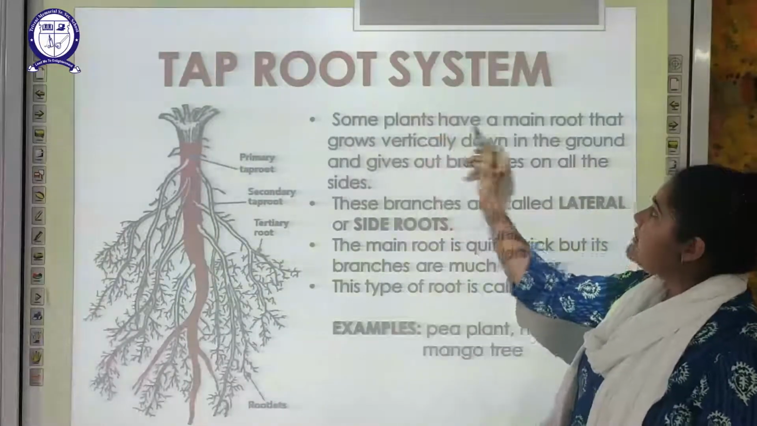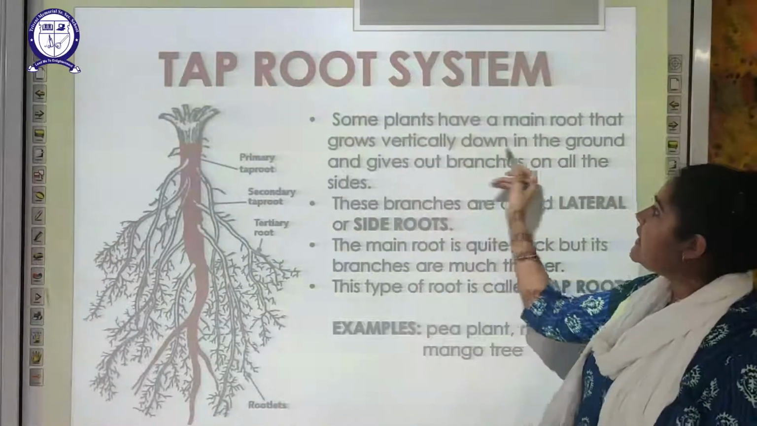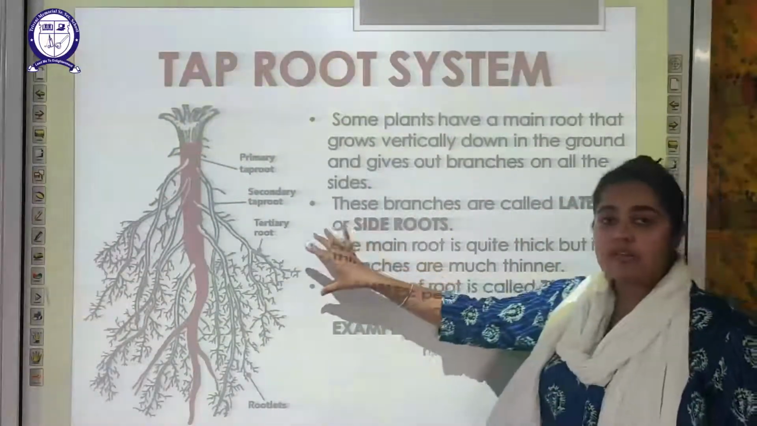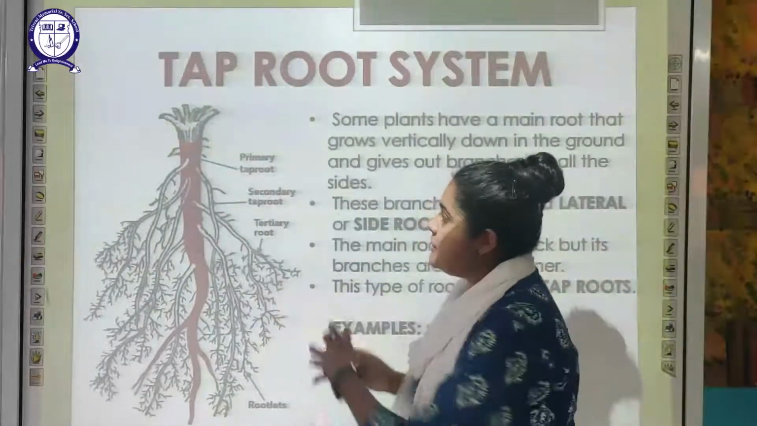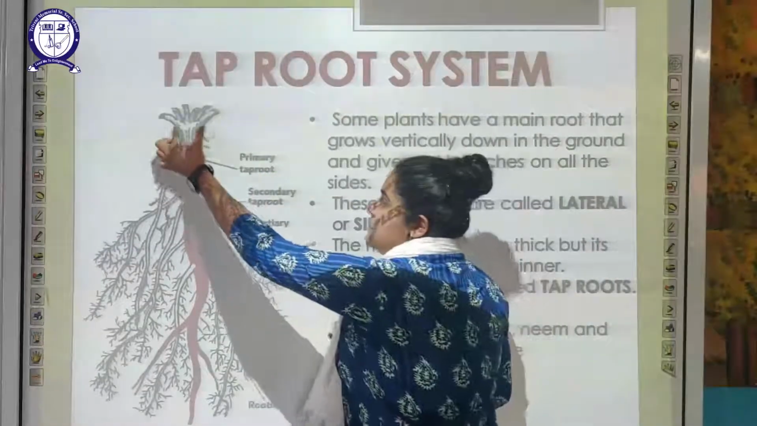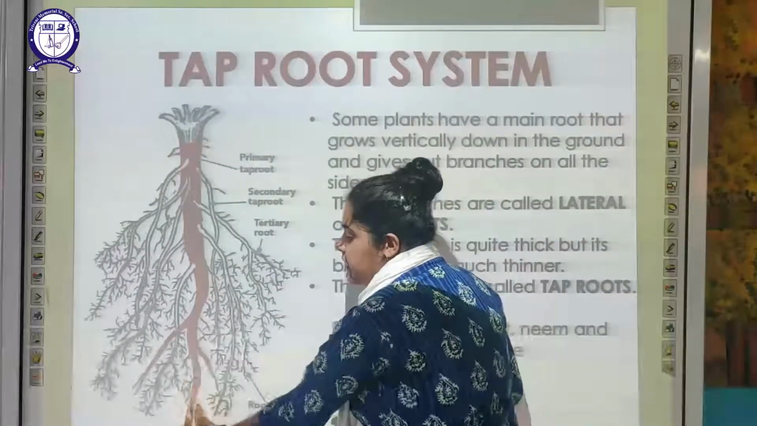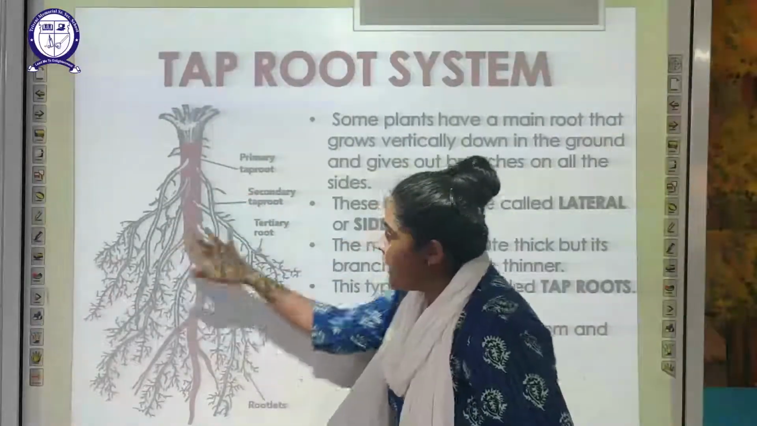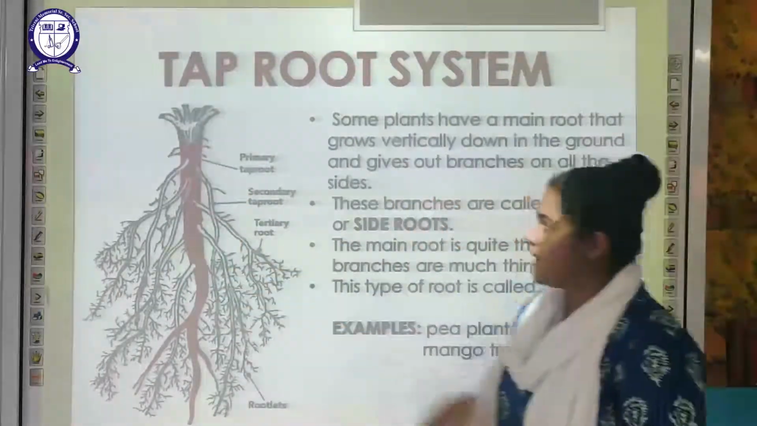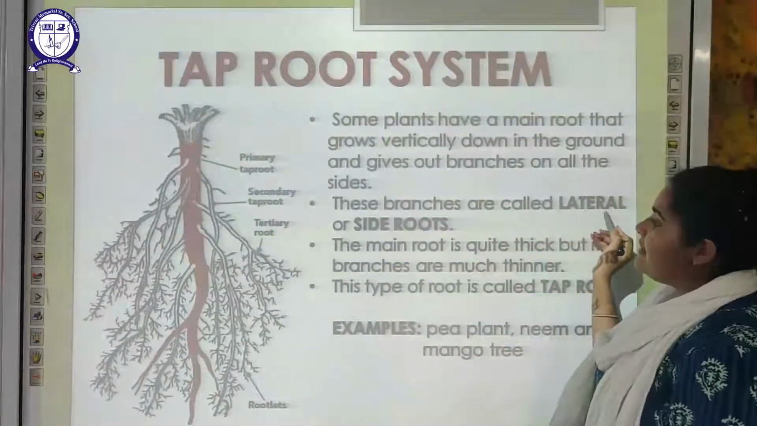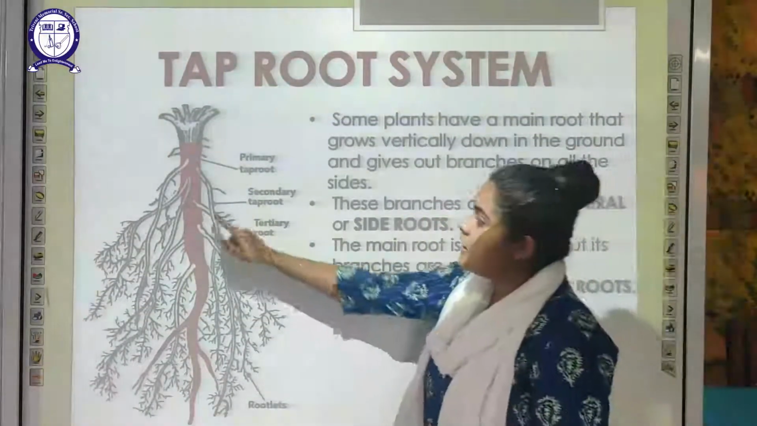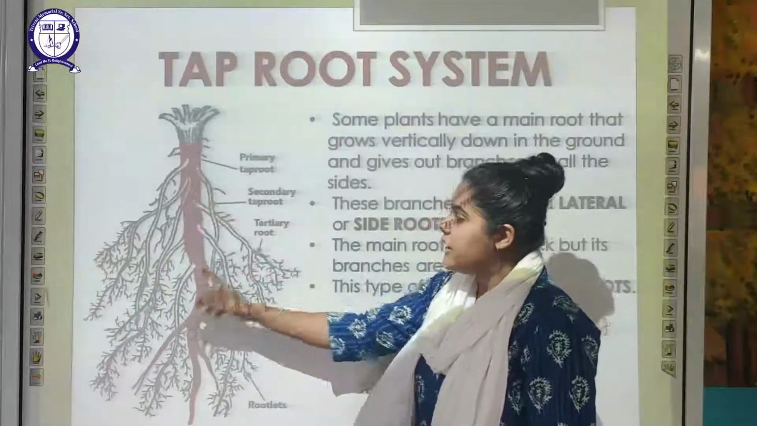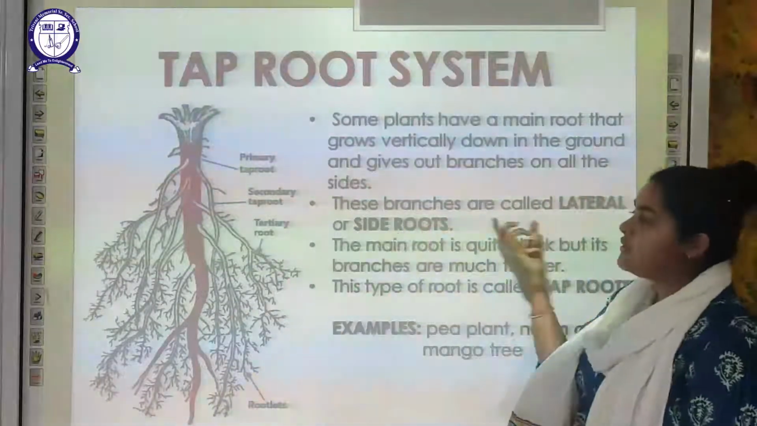Here, some plants have a main root that goes vertically down in the ground and gives out branches on all its sides. In the taproot system, you can see there is a main root, this is the primary taproot. This is the main root which goes deep inside the ground vertically. It goes in a vertically downward direction, and it has a lot of branches coming out from this main taproot. These branches are called lateral or side roots. You can see here, these branching roots coming from the main root are called side roots or lateral roots.